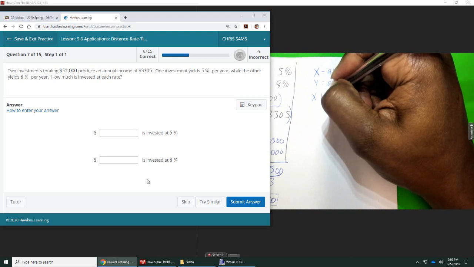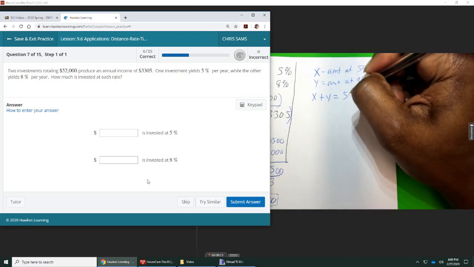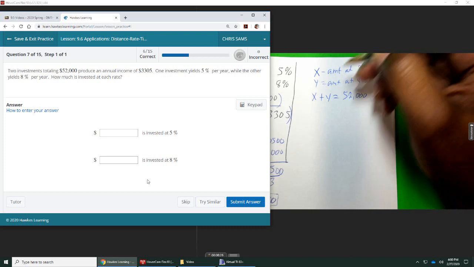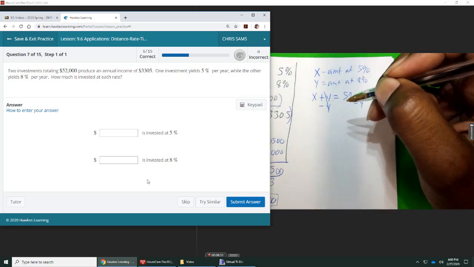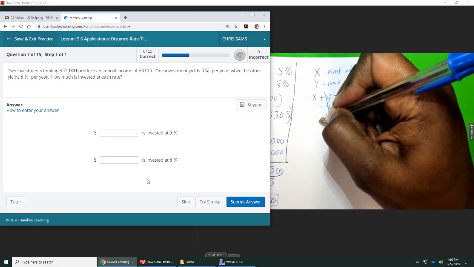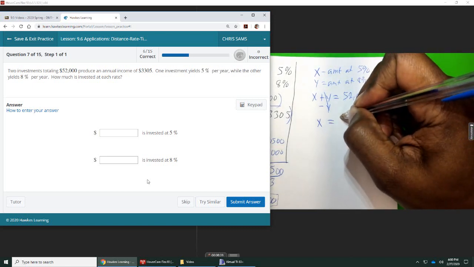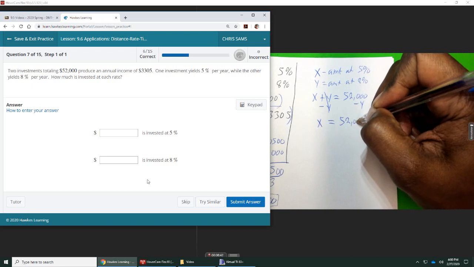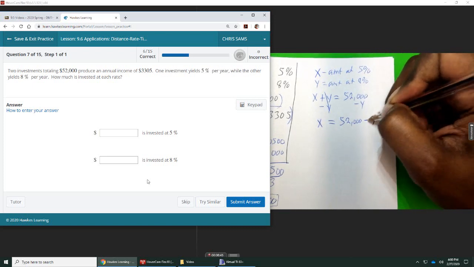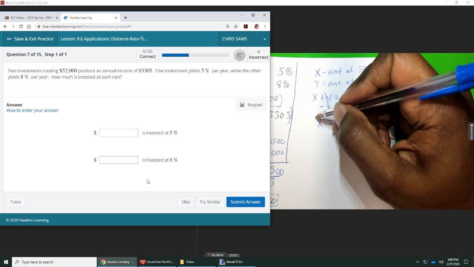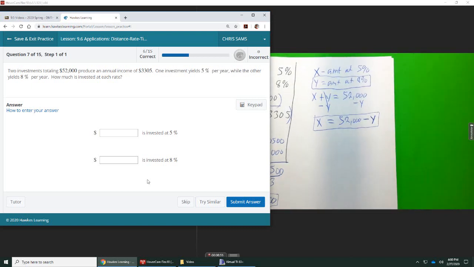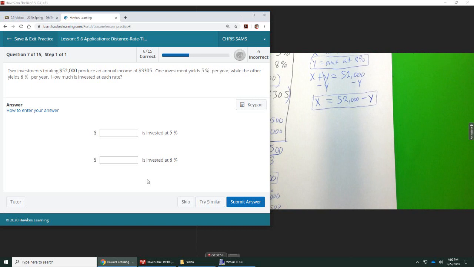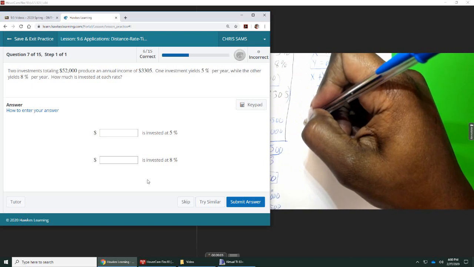So if I say x plus y equals 52,000, if we just subtract y from both sides, or actually I probably want to subtract x, but it's okay. x equals 52,000 minus y. So I'm getting x in terms of y. So I'm saying this is x, and I'm going to leave y as itself. I'm just going to say y is that.